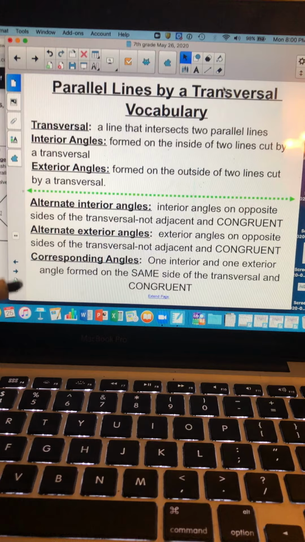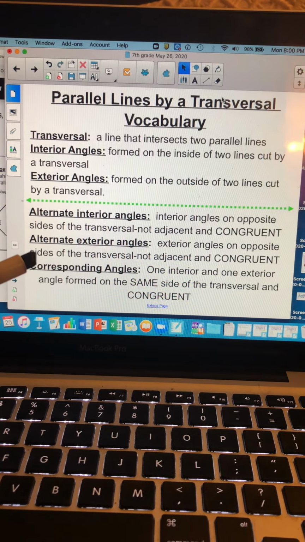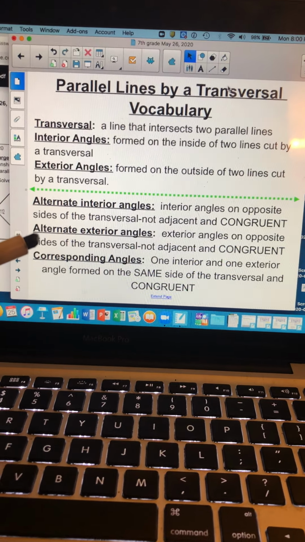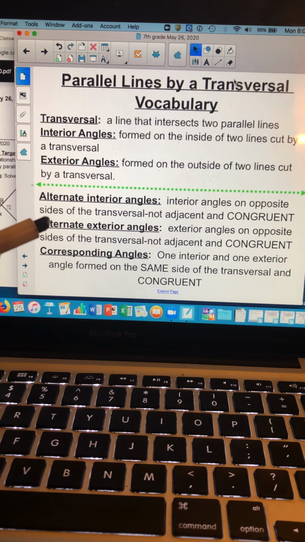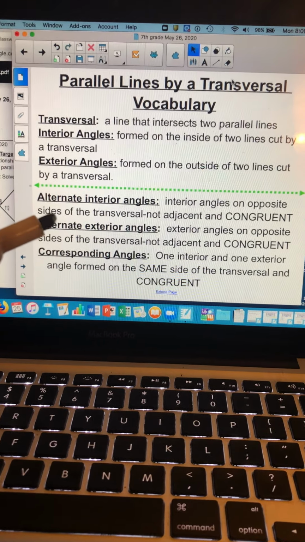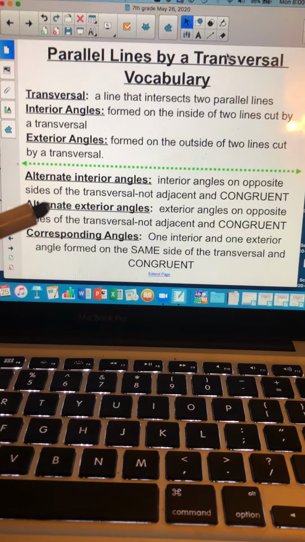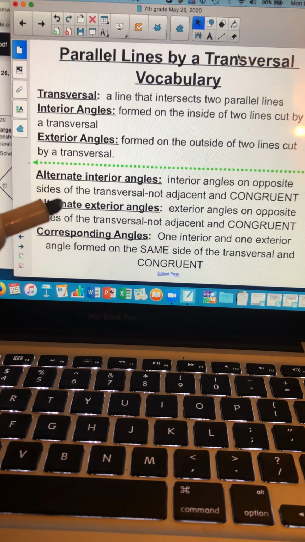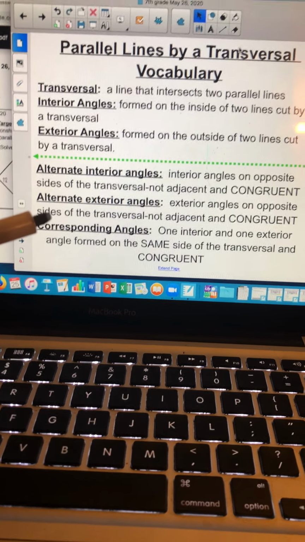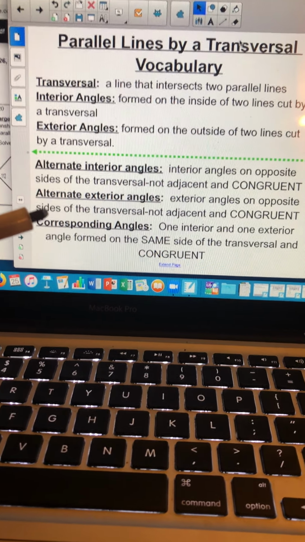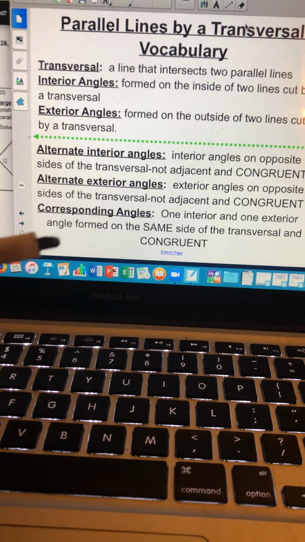Then we're going to look at alternate interior angles and alternate exterior angles. When you hear the word alternate, I want you to think opposite. So they're going to be angles that are on the inside, or interior, on opposite sides of the transversal, not adjacent. That means not next to each other, and they are congruent in measure. If you remember, congruent means equal. So alternate interior angles are going to be equal to each other. Alternate exterior angles are the same thing, just the ones on the outside. Still opposite sides of the transversal, still non-adjacent, and also equal to each other.